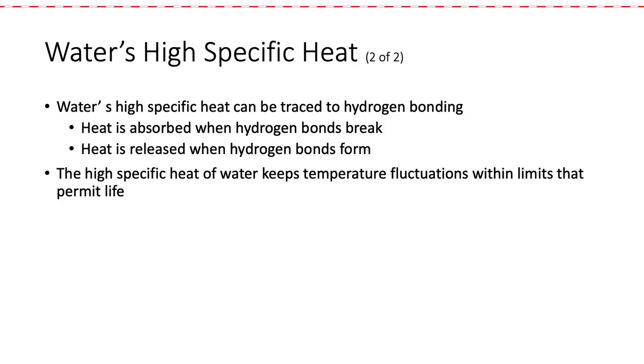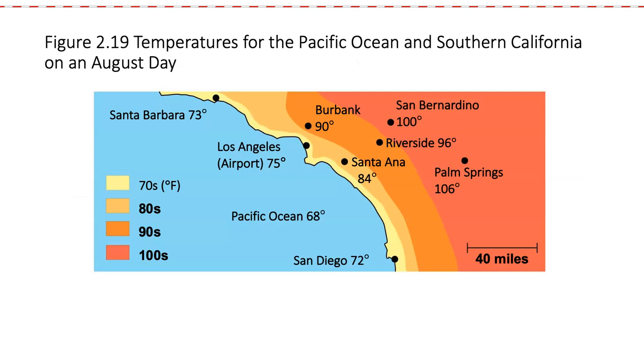And it's high because of the hydrogen bonding. When you are heating up water, what you're doing is you're breaking hydrogen bonds. And when heat is released from water, you're actually forming hydrogen bonds. So because those bonds are forming and breaking, that's why it has a high specific heat. And that's why it takes so long to heat up water. It keeps the fluctuations of temperature really low.